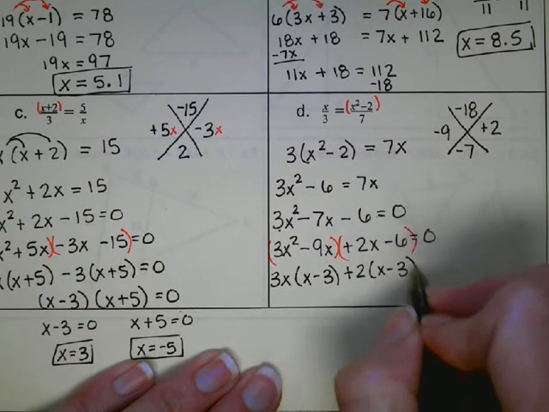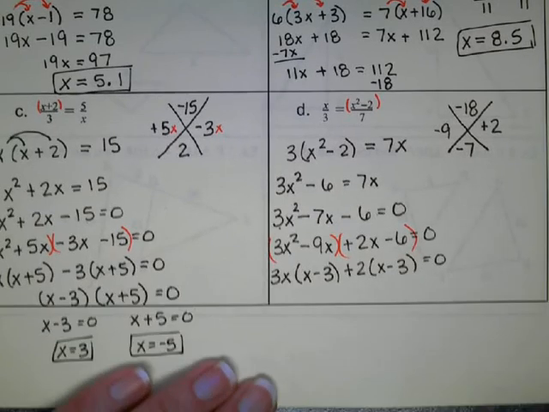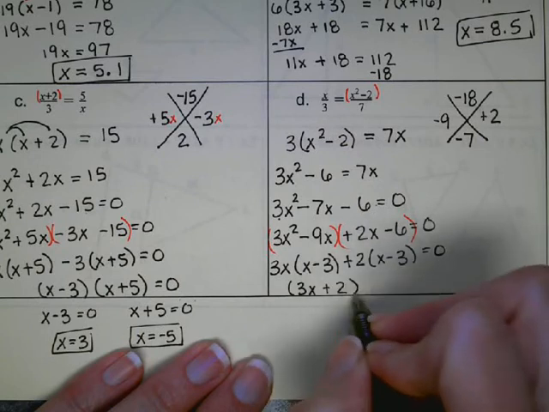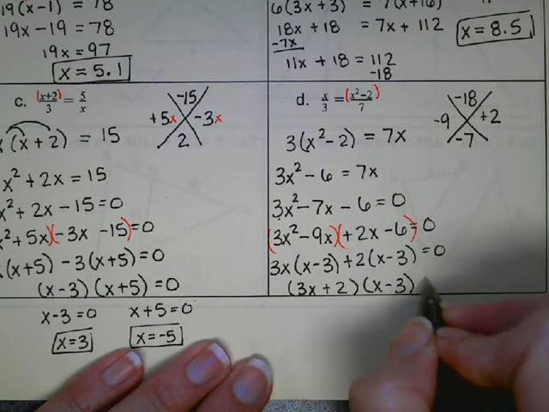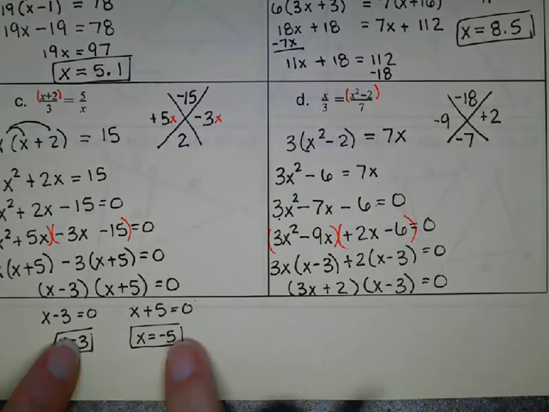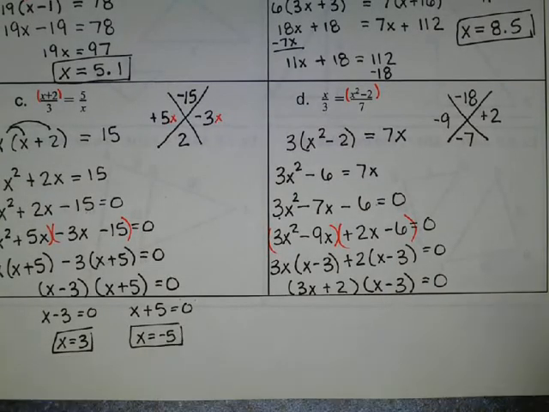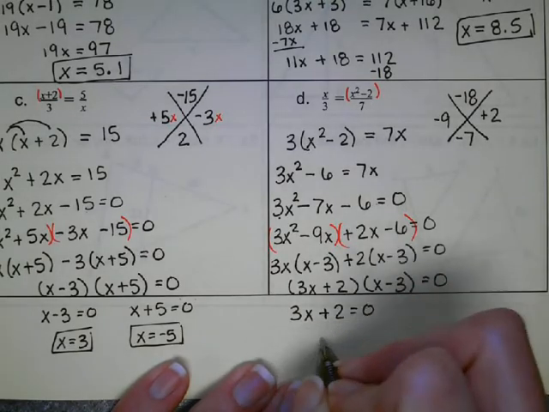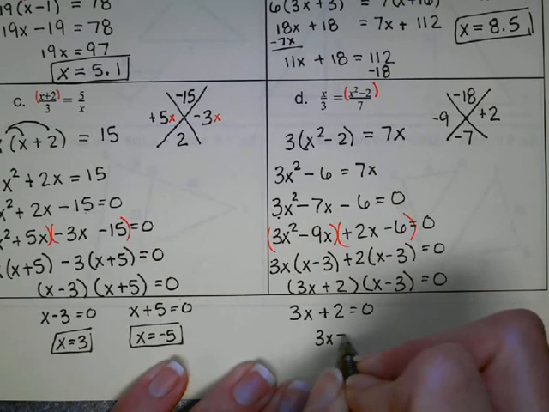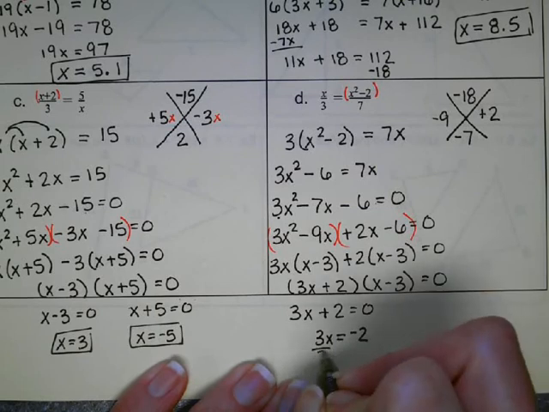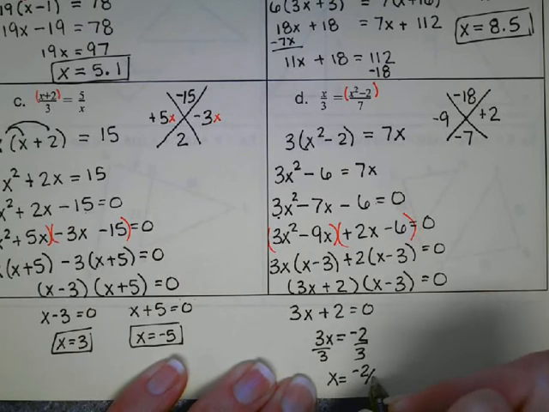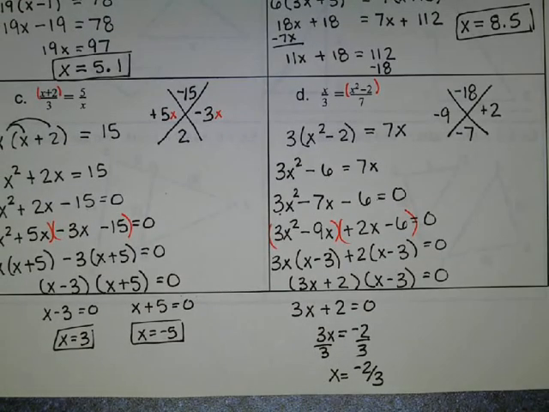Now we group them together. We have (3x plus 2) and (x minus 3). You have to do this last step to solve. You've got to set them equal to 0. Subtract 2 over. And divide by 3. I got negative 2/3. If you want to follow the directions, say round to the nearest tenth. I guess that's 0.6 repeating, so you'd say negative 0.7. Or you can leave it a fraction.